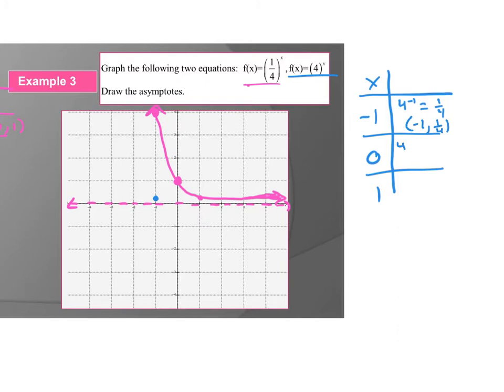Next we're going to plug in 0. So we have 4 raised to the power of 0, which is 1. So we have 0, 1. And then lastly, we plug in 1. So 4 raised to the power of 1 is 4. So our point is 1, 4. So we go to the right 1, up 4, and connect our dots with our exponential function.